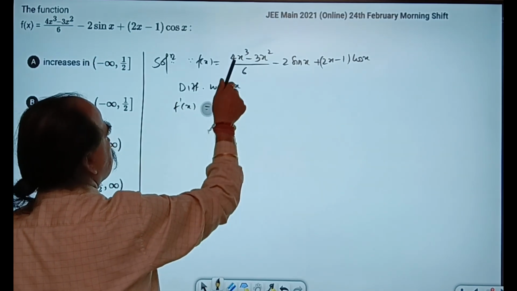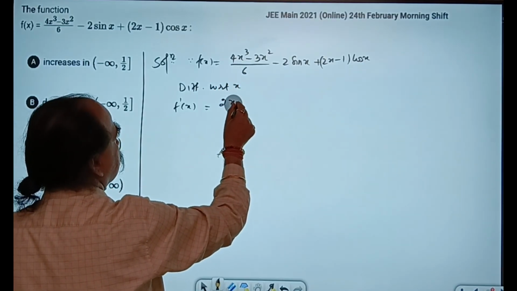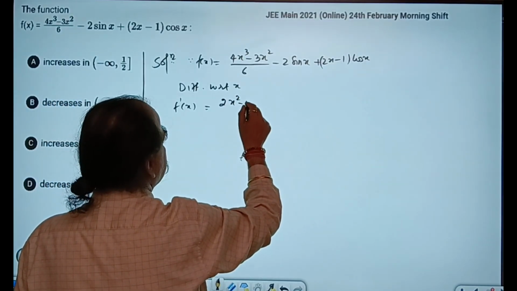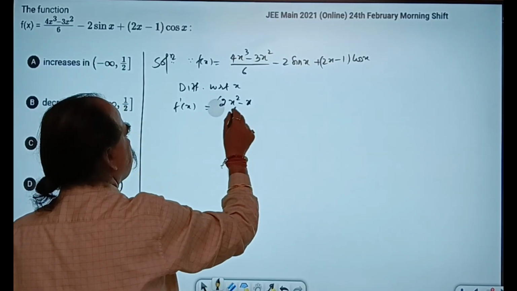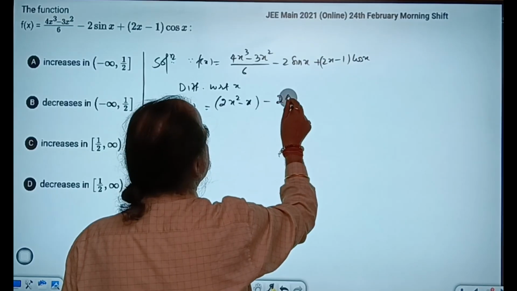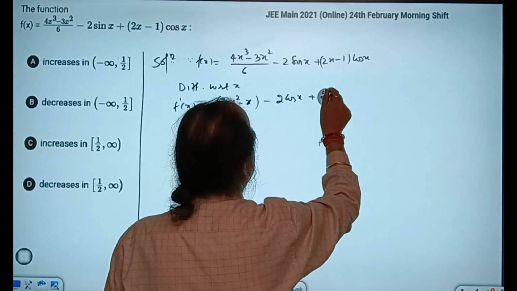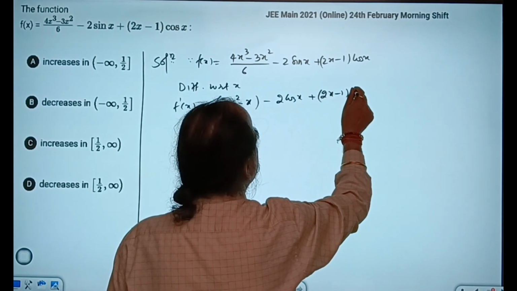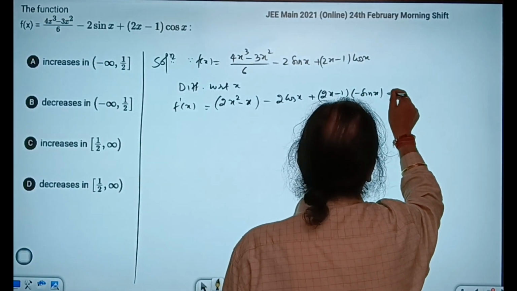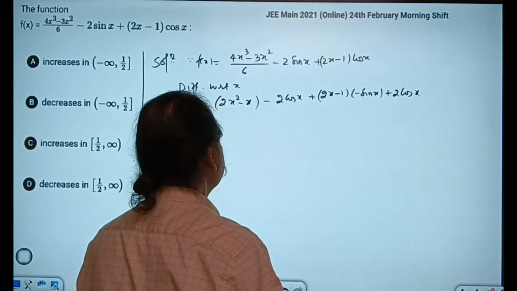f dash x is what? 12x square minus 6x upon 6, that is 2x square minus x, 6 common will get cancelled. Minus 2 cos x. And derivative will give you what? Plus 2x minus 1 into minus sin x plus 2 into cos x, using the u v formula. Now minus 2 cos x plus 2 cos x will get cancelled.